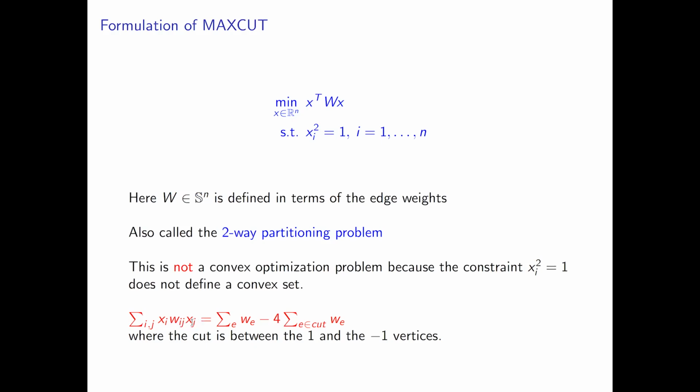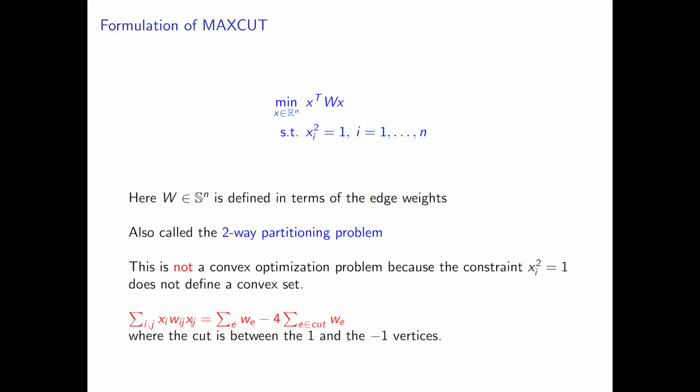Essentially what ends up happening is that if i and j are on the same side of the cut, then they have the same sign. They're either both +1 or they're both -1. So their product is 1, and they introduce the corresponding edge cost with a positive coefficient. If they are on opposite sides of the cut, they introduce the edge cost with a negative coefficient.